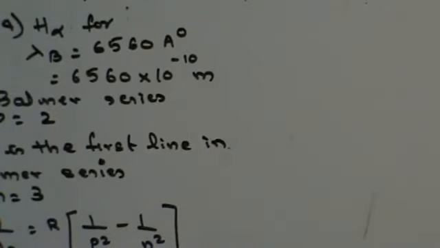Now you can say that the answer for this sum should be lambda L. Lyman series should give you an answer of 1215 Angstrom units. Next, Paschen series is 18,740 Angstrom units. Right? Next.